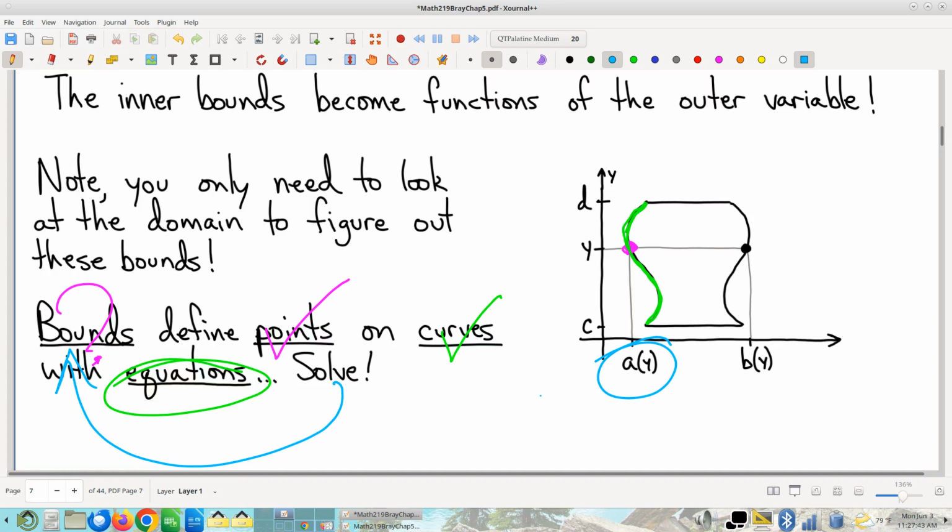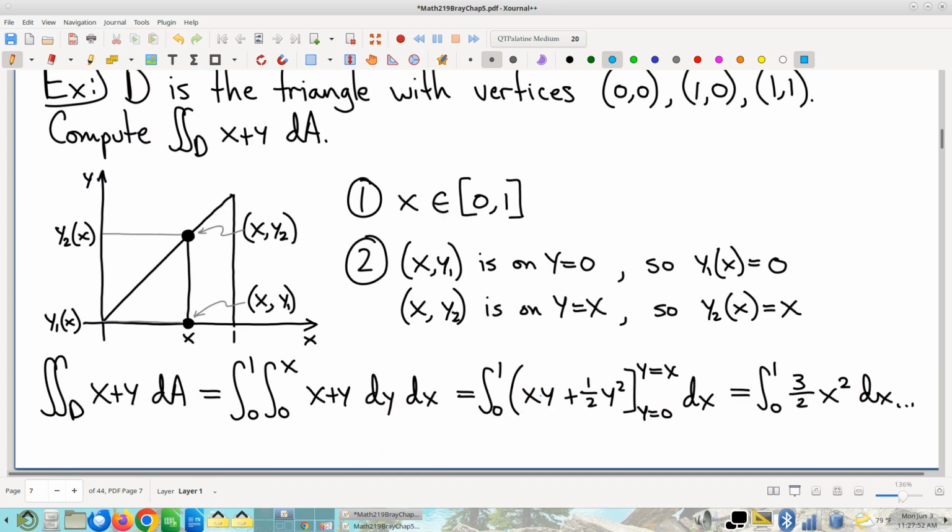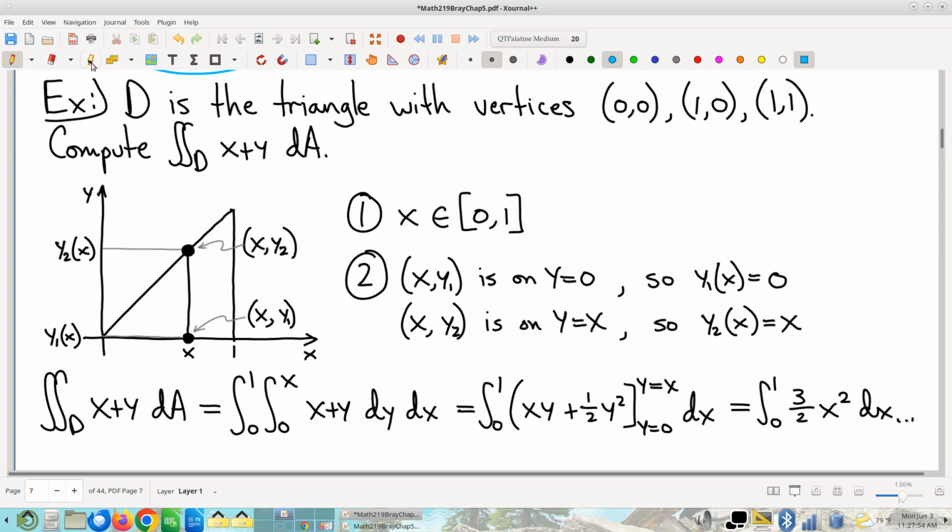Likewise for the upper bound, of course. Different curve, different equation, same process. Okay, so let's see that in action. Here we go. So on this question, we're interested in this double integral.